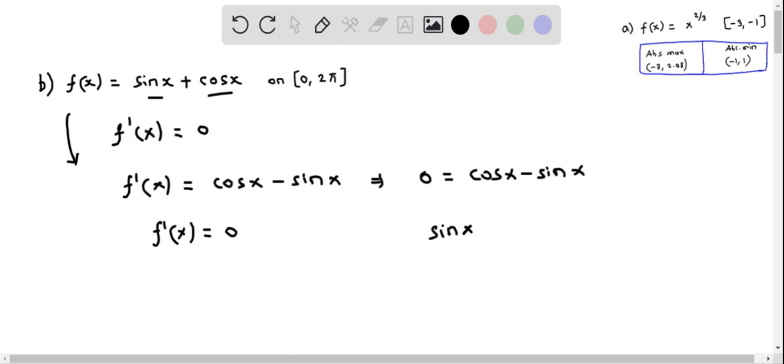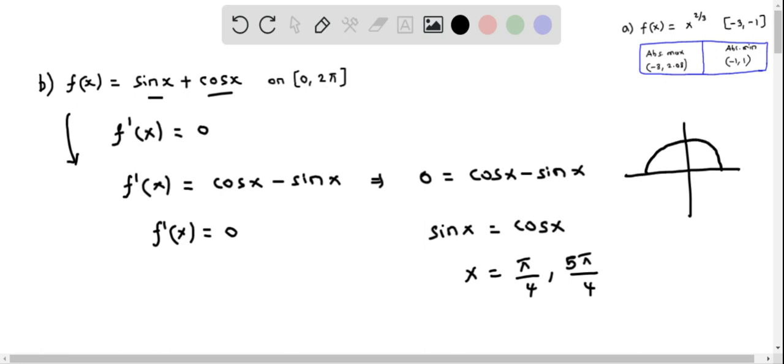So we get the equation sin x equals cos x. We can determine from the unit circle that sin x equals cos x only when x equals pi by 4, as well as when x equals 5 pi by 4. We can see this diagrammatically.